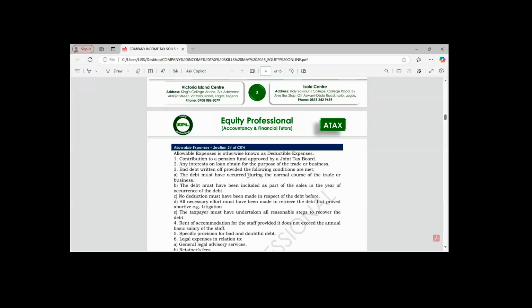Then bad debts written off, provided the following conditions are met. Any debt that has become bad and has been written off, the debt must have occurred during the normal course of trade or business. The debt must have been included as part of the sales in the year of occurrence of the debt. No deduction must have been made in respect of the debt before.